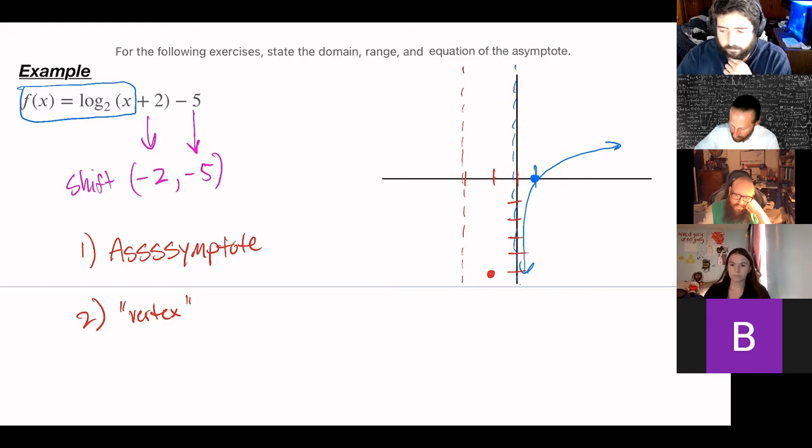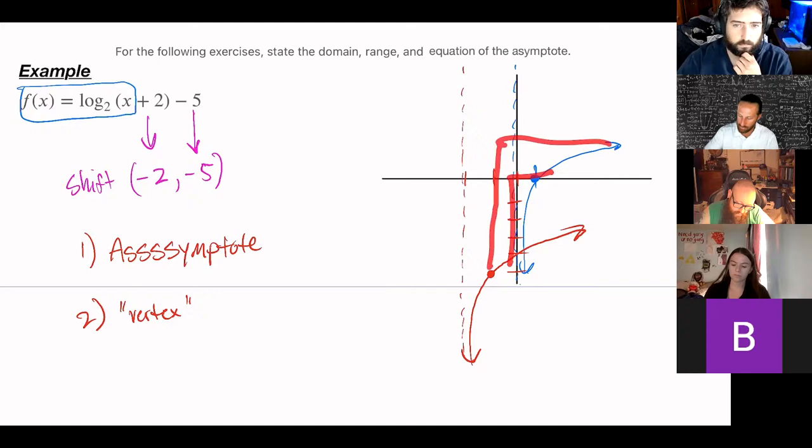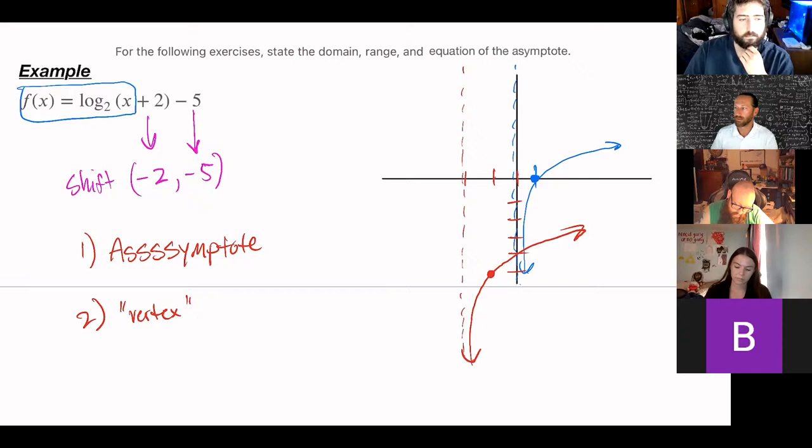Increasing. And it's as if we took all of these values and went left 2, down 5, left 2, down 5, left 2, down 5, everywhere. You should be able to circle this, pick it up, move it left 2, down 5, and put it right on top of it. Does that make sense? All right.